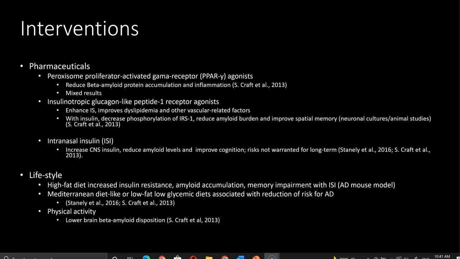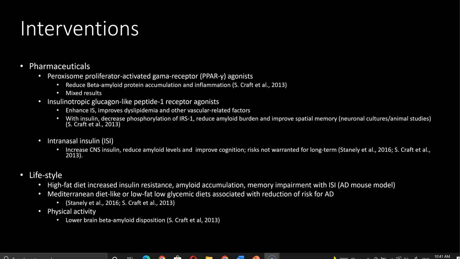High-fat diet was found to increase insulin resistance, amyloid accumulation, and memory impairment, even with the administration of intranasal insulin intervention. And this was done on mouse models. Also, the Mediterranean diet-like or low-fat, low-glycemic diets are associated with reduction of risk for Alzheimer's disease. It seemed that markers for Alzheimer's disease decreased with this change of diet in the studies that they've done so far.